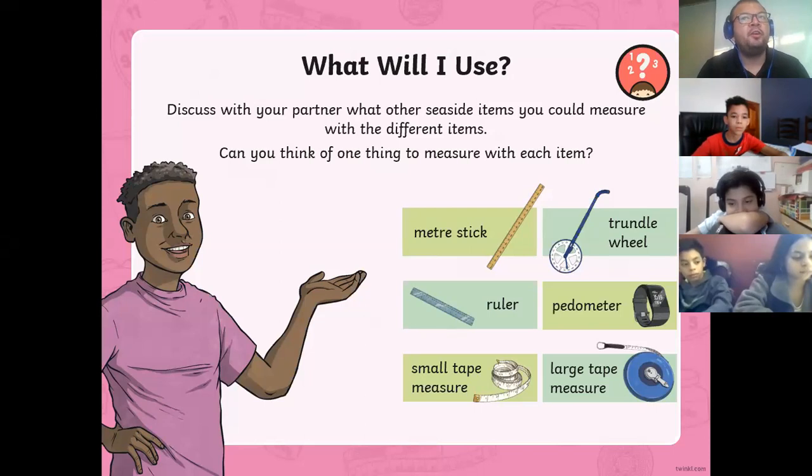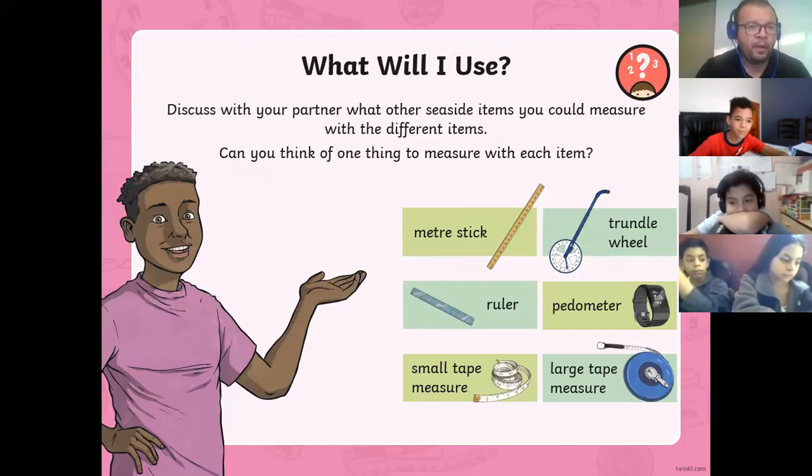Measure also, what else? Measure also the distance you take, okay? Maybe walking, maybe running, maybe driving also. That is a pedometer. The pedometer measures everything actually, right?